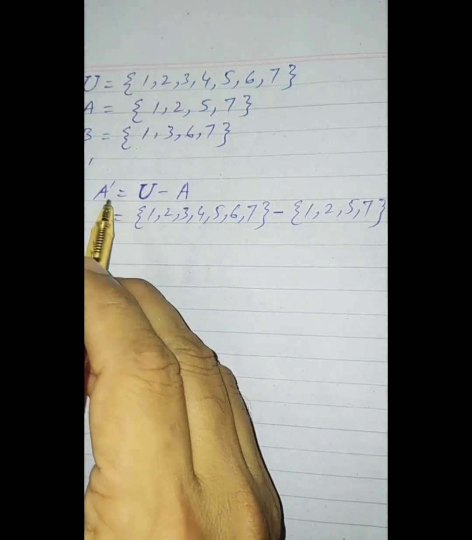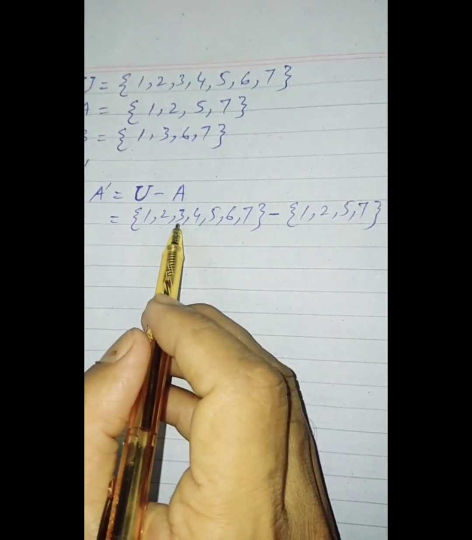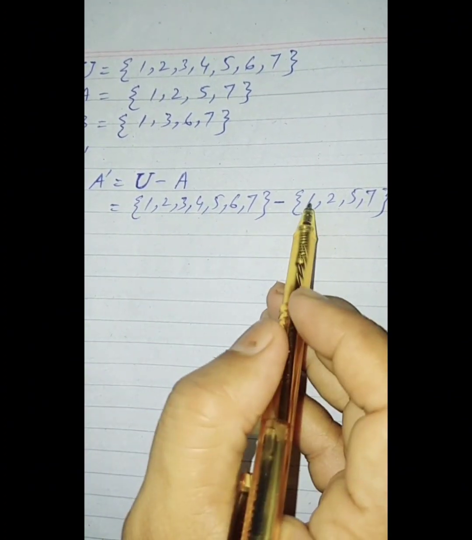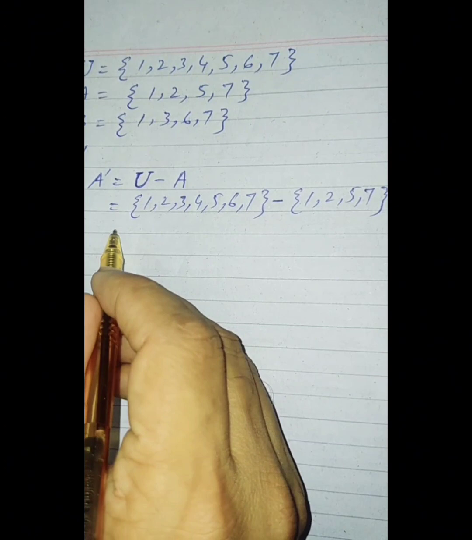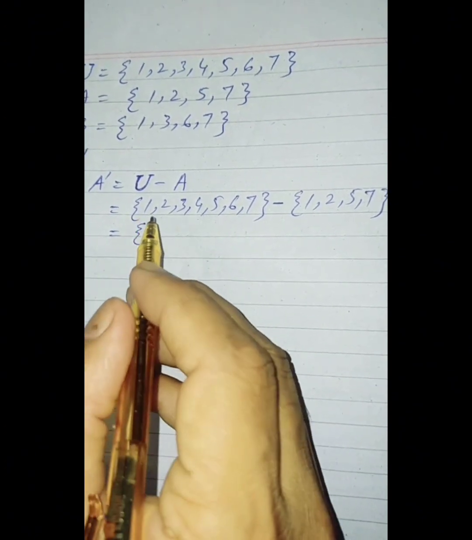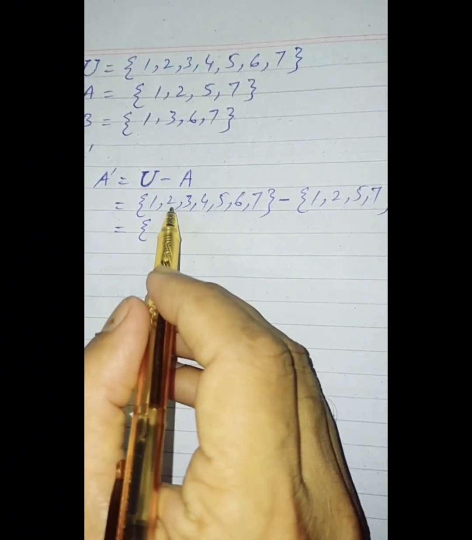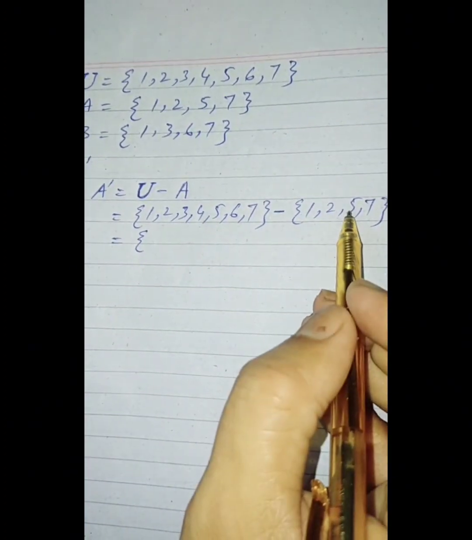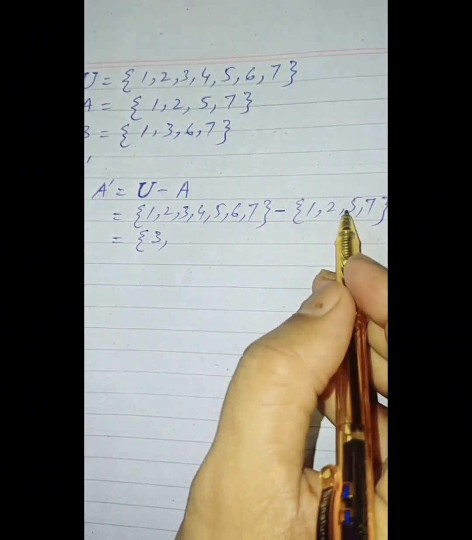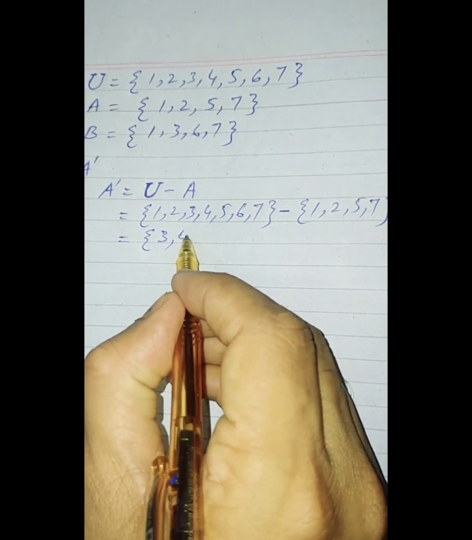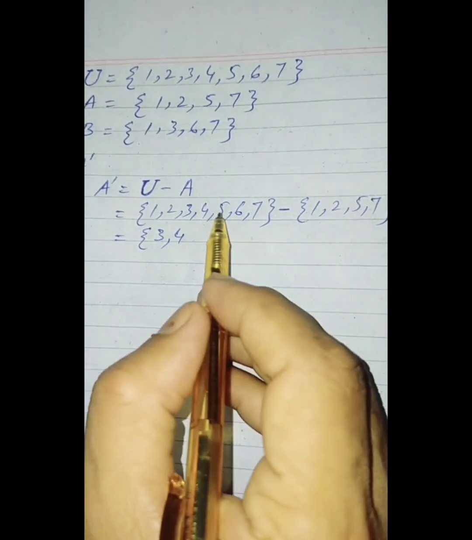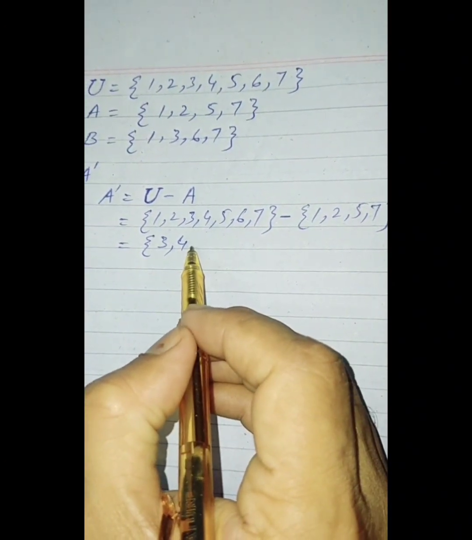Now A complement is a set of those members of the universal set which are not present in A. Clear? 1 is present in A, so it will be subtracted from the universal set. We will not write 1 in this set. 2 is present in A, so we will skip 2 also. 3 is not a member of set A, so we will write 3 in the resultant set. 4 is not a member of set A, so we will write 4 here. Similarly, 5 is a member of A, so we will not write 5 in the resultant set.